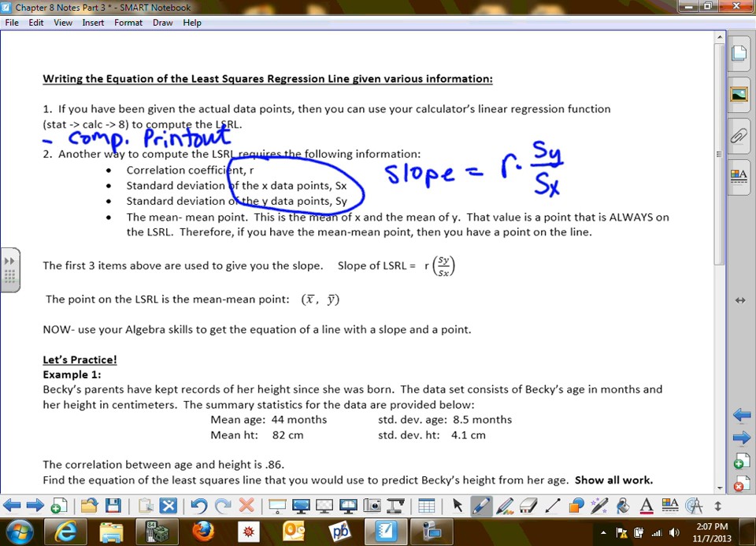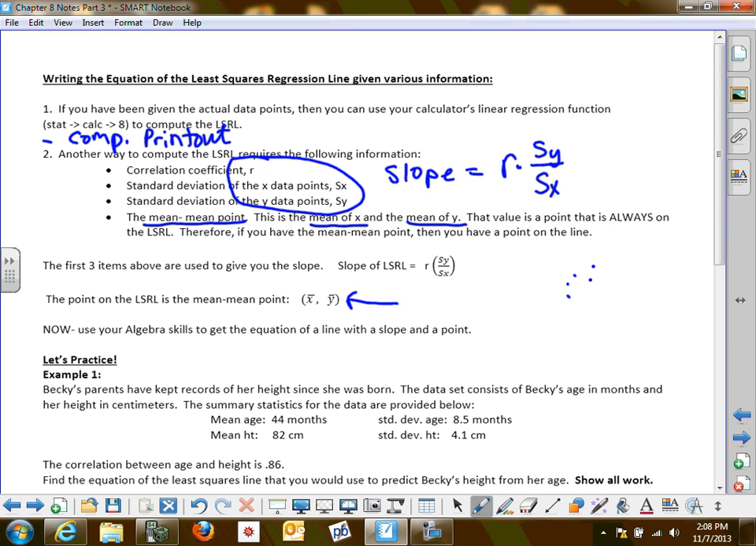Next, we need to have a point that is located on the line. And the point on the line that we know that we could always count on being on the line is this thing called the mean point. And so let me tell you what the mean point means. It is the mean of the x. So if you take the average of the x data and you take the average of the y data, then you have a coordinate x bar, comma, y bar. And that will always be a point on the least squares regression line.